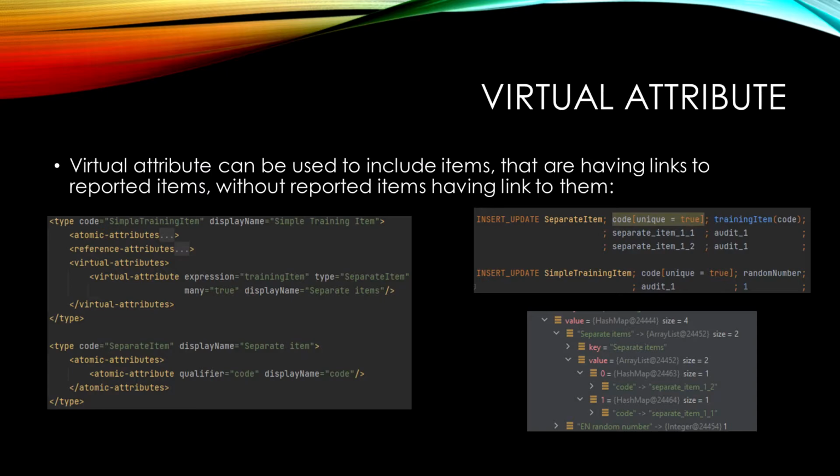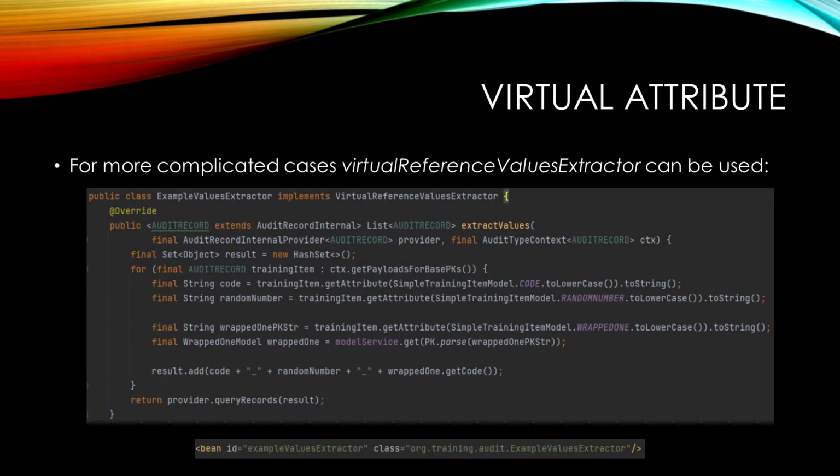With virtual attributes, you can include items that have link to your reported item, even if reported item has no link onto them. Sometimes simpler qualifier is not enough. For such cases, you can implement a virtual reference values extractor.